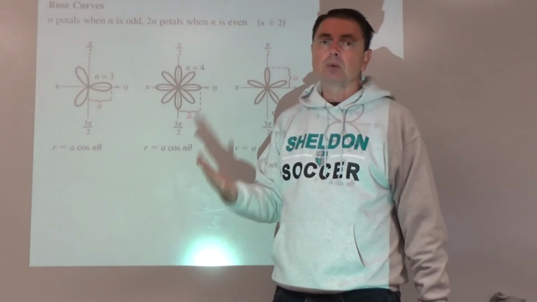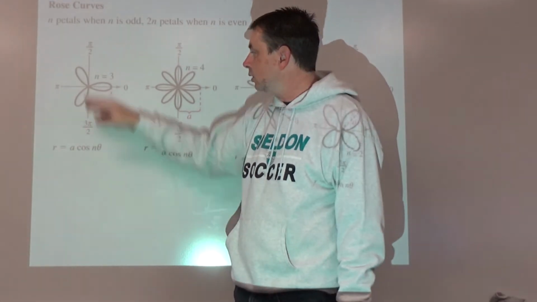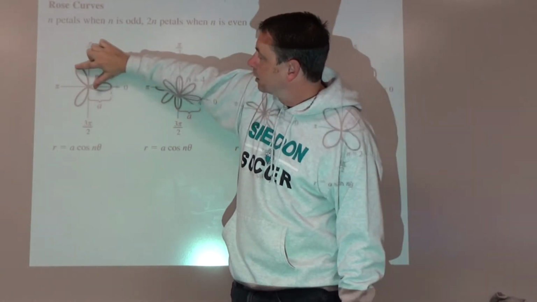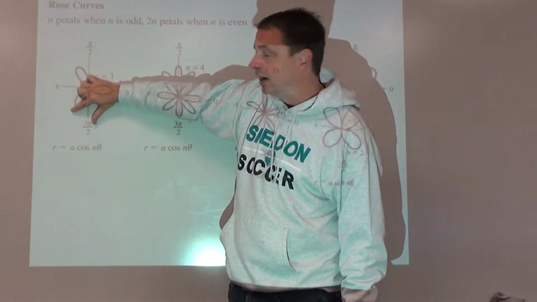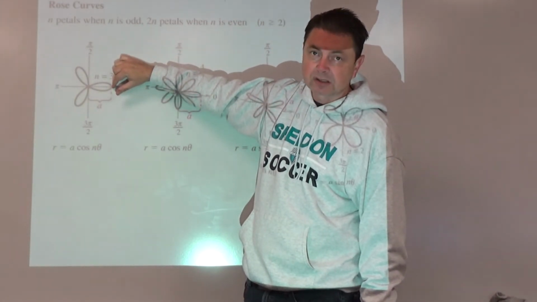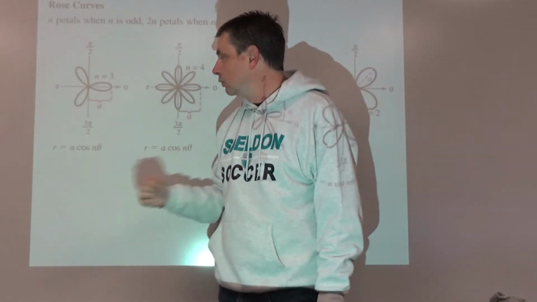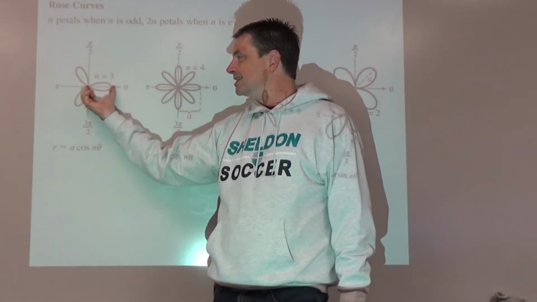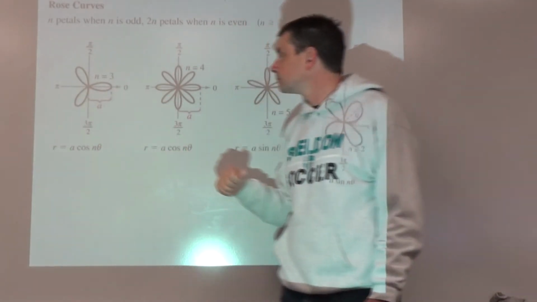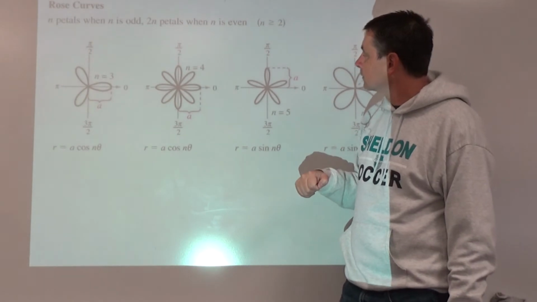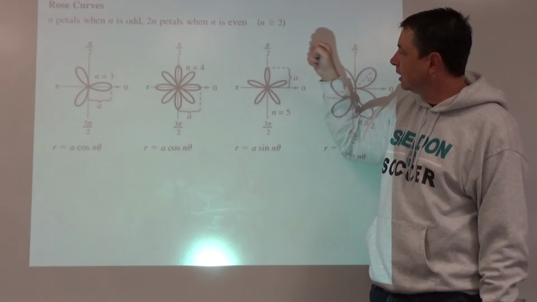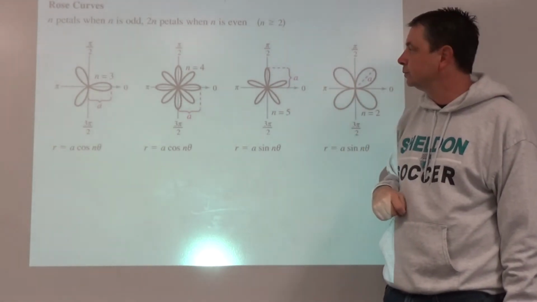And the petals are equally spaced around the circle. So for this one, in terms of our angles, theta is 0, 2 pi over 3, 4 pi over 3. We're back to 6 pi over 3 being 2 pi, which is coterminal with 0. And the a value is the distance from the origin to the tip of the petal. And in this case, n does have to be greater than or equal to 2.